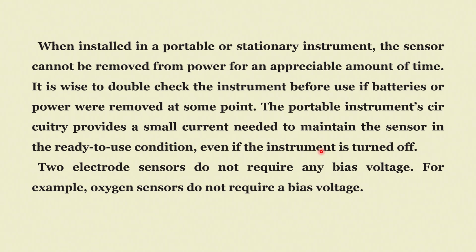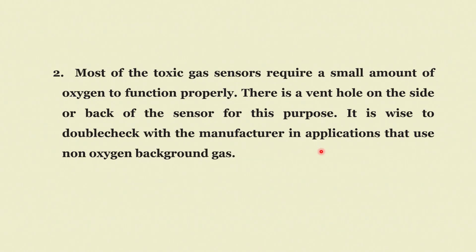That is very important. A small amount of current is needed to maintain the sensor even if the instrument is turned off. So, some residual current will always be flowing in the sensor. So, the two electrode sensors do not require any bias voltage. For example, oxygen sensors do not require a bias voltage. Why? Because it is diffusion controlled.